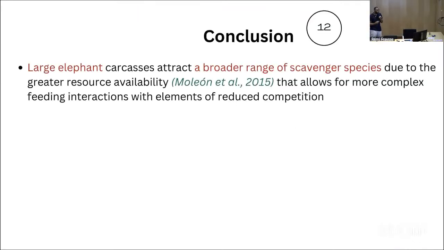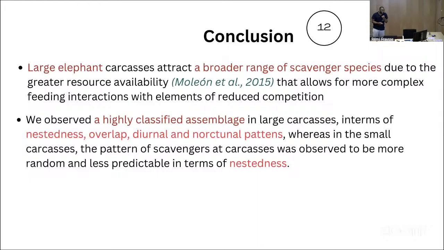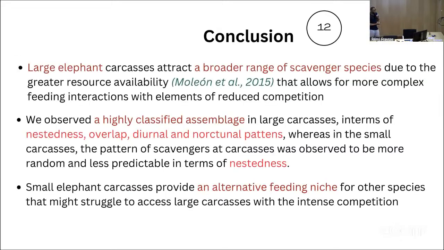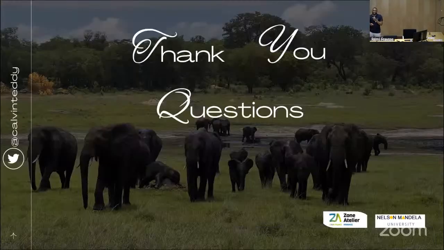So in conclusion, we notice that large elephant carcasses attract a broad range of scavenger species due to their greater resource availability. That allows more complex feeding interactions with elements of reduced competition. We observed a highly organized assemblage in large carcasses in terms of nestedness and donor overlap, whereas in small carcasses the feeding patterns were more random and less predictable in terms of nestedness. And small elephant carcasses provide an alternative feeding niche for other species that might struggle to access large carcasses with intense competition. And that's all I did. Thank you.